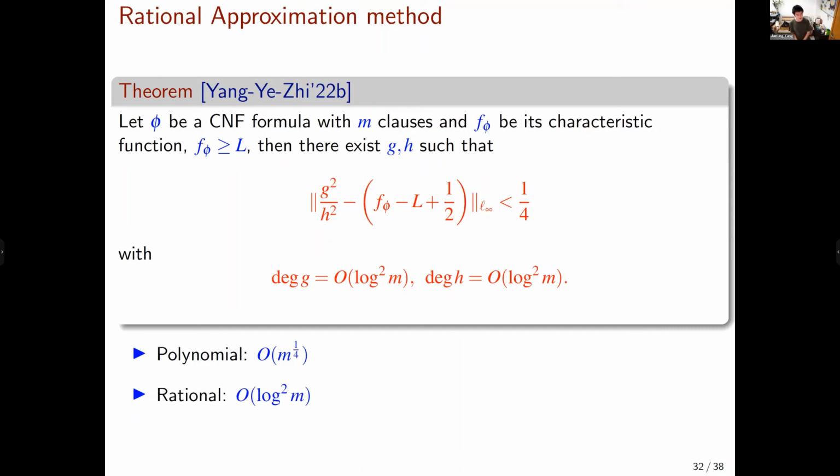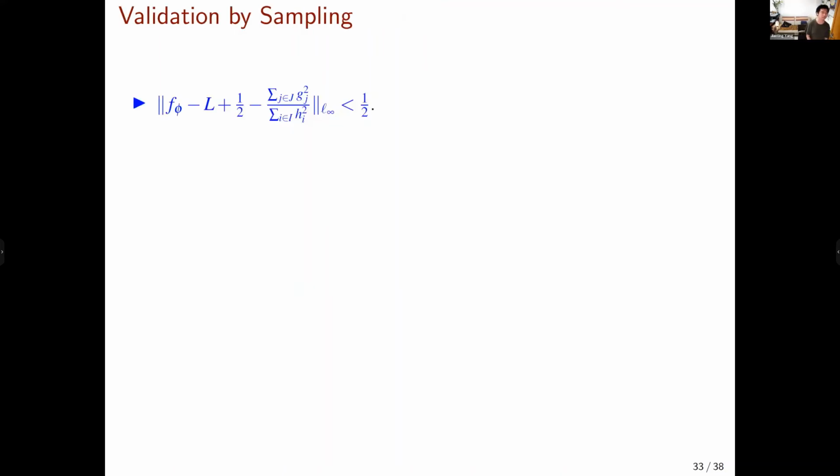So we may compare the polynomial case and the rational case. We can see that in the polynomial case, the lower bound is the fourth root of m, and in the rational case it is the square of log m. Thus, the low degree rational rank 1 Fourier sum of squares always exists. Then we should consider the verification method.